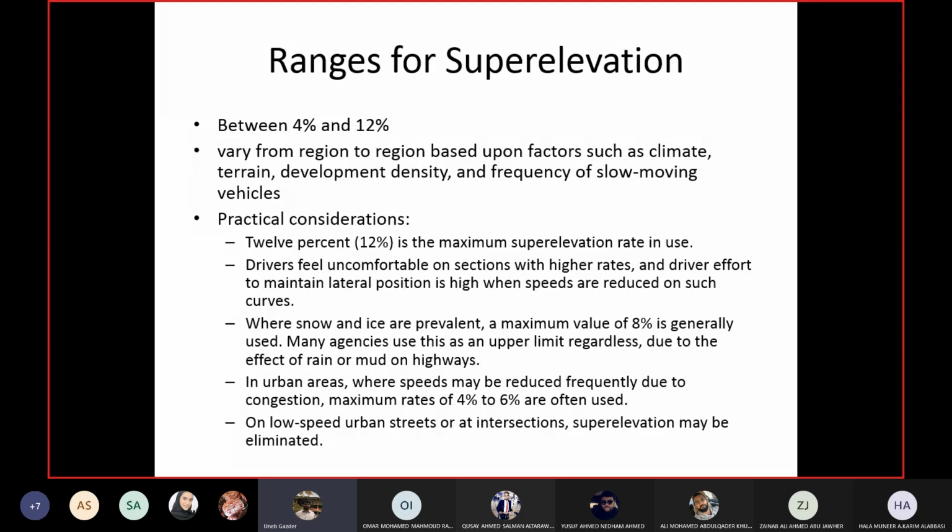On roads, I already gave the names of a few roads. When you are traveling on these roads and you come across a curve, you will see the super elevation, and maybe you are a good driver, but you may see some other drivers going along like this.